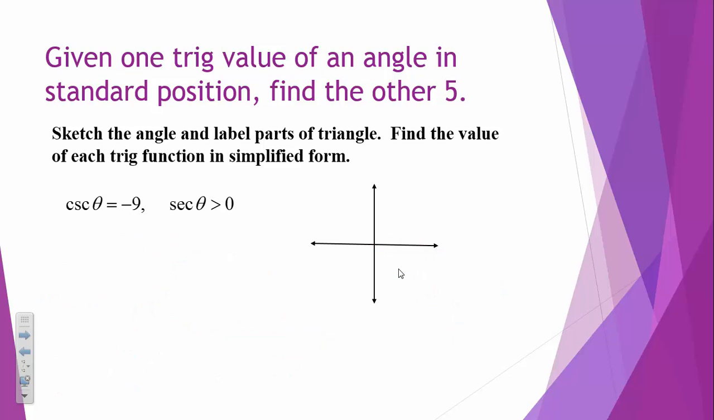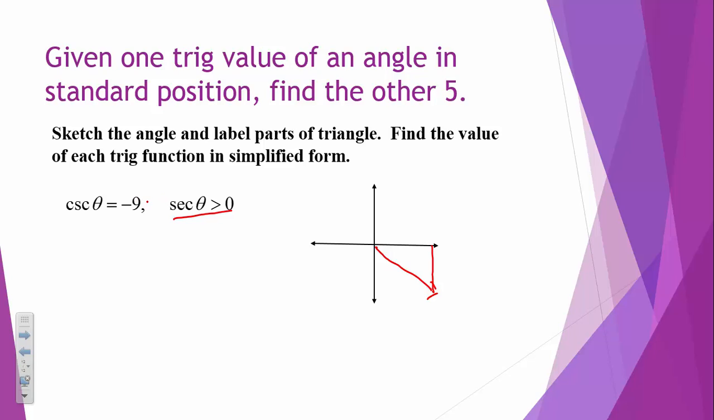The other kind of problem I could give you is where I give you some information, like the secant is greater than 0. Secant's reciprocal of cosine, and that's the x value. So I know that it's over here in the first or the fourth. The cosecant has to do with the y, the sine, the y value, so it's negative. So now I know my picture is down here. So that'd be where you would tell me that you're in the fourth quadrant. So when I go to draw this triangle, I'll draw my triangle in.